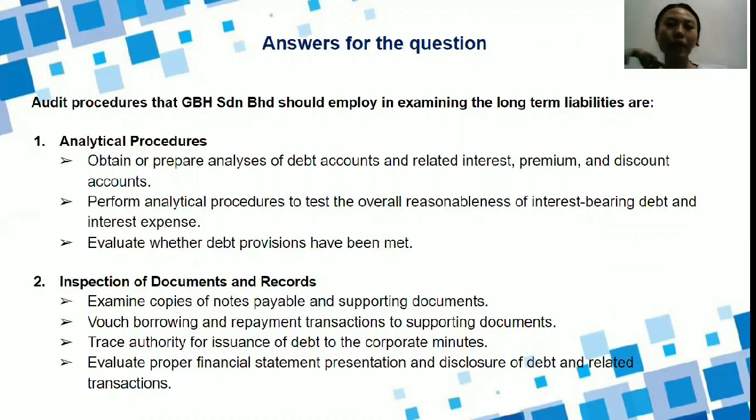And for the inspection of documents and records, it is very related with the tracing or vouching of documents. From here, we can see that the auditor needs to examine the copies of notes payable and supporting documents, vouch, just like I already mentioned, vouching, tracing, and also evaluate the proper financial statement presentation and disclosure of that and related transactions.